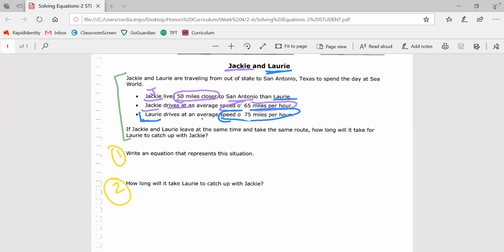Okay, so let's work with Jackie first, right? We're gonna break it down by individual. So I'll fill this in a little bit. I'm gonna do work here on the side.